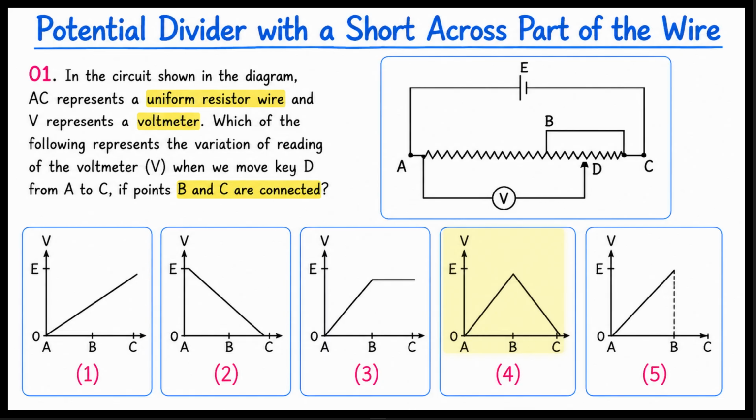But here's the twist. The short between B and C: what does a short do to the potential at the 2 ends? It forces them to be equal. So the moment the slider passes B, the potential can't drop any further. It just stays flat all the way to C. Keep that picture in mind, a rising line that flattens out. We'll see which graph that is next.